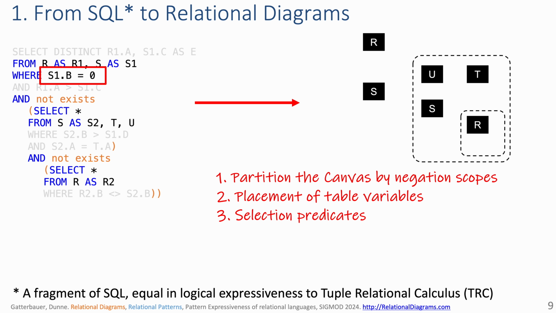Third step, selection predicates. For each selection predicate, we place the attributes below its table in a typical UML notation, and we put the selection into the same box. So here b equals 0.